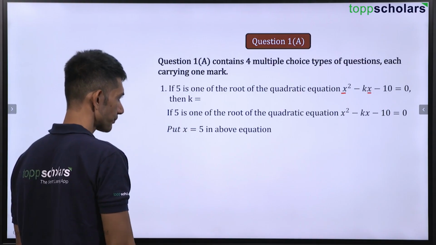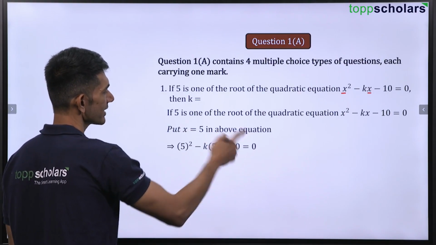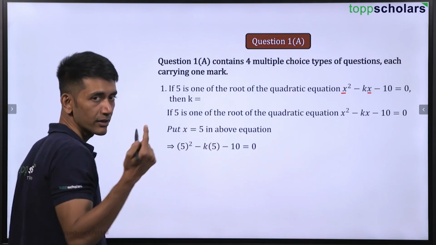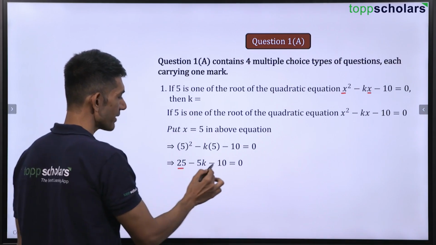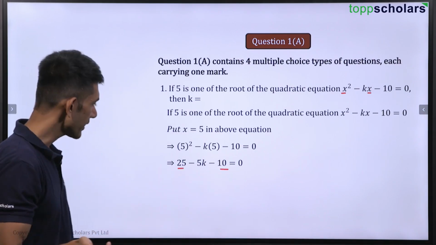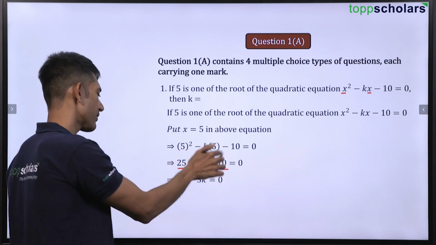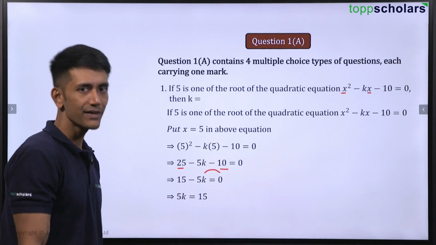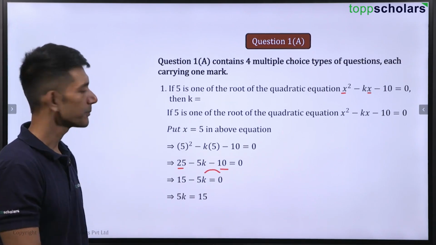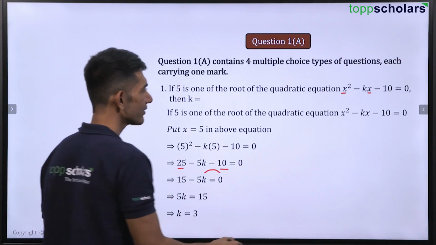So I get 5 square minus k into 5 minus 10 is equal to 0. So 5 square is 25. 25 minus 5k minus 10. 25 minus 10 is 15. So minus 5k plus 15 is equal to 0. And then you shift 5k to the other side. 5k is equal to 15. So k will be 15 divided by 5, that is 3. So what is the value of k that we get? The value of k is 3.